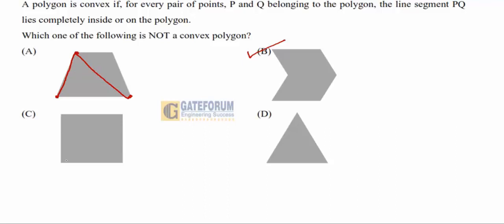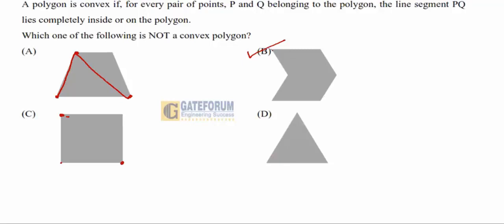Here also it is the same thing. Whether you pick the points here and here, the line lies on the polygon. Whether you pick the points here and here, the line lies inside the polygon, and the same for all the other points also. So this is also a convex one. See, this is a triangle and it is the smallest possible polygon. So the line PQ will always lie on the polygon, wherever you place it. So this is also convex.